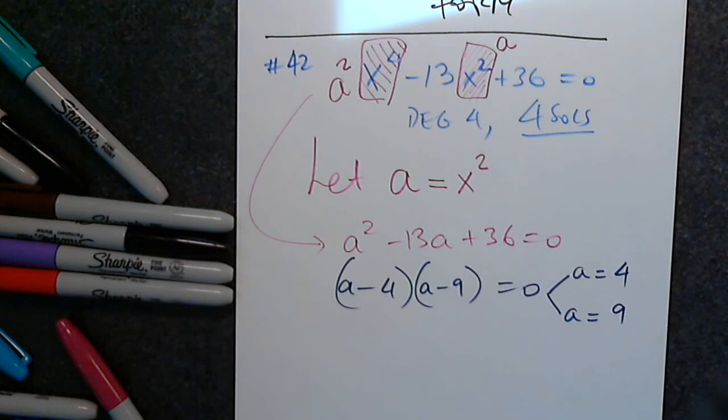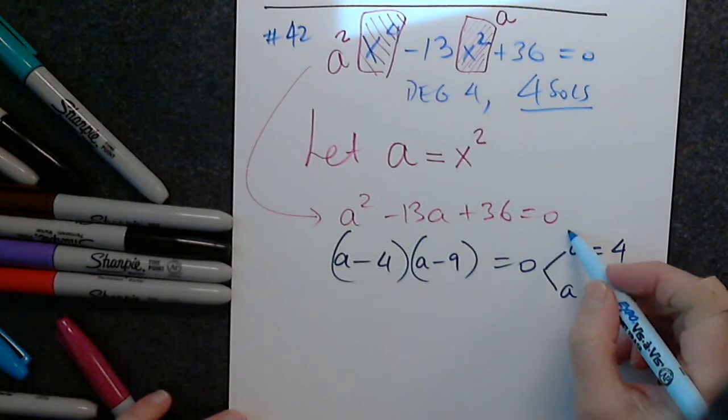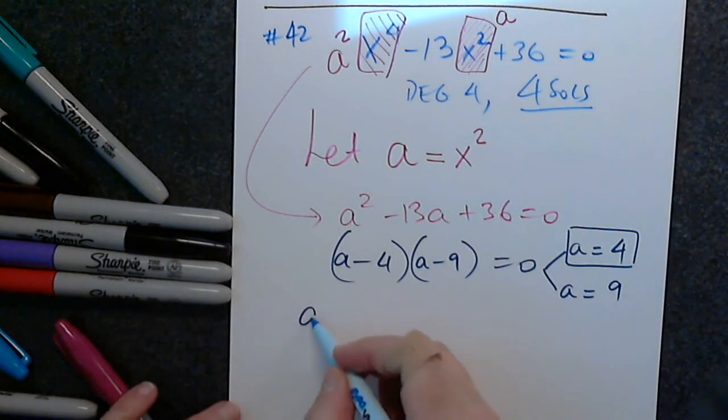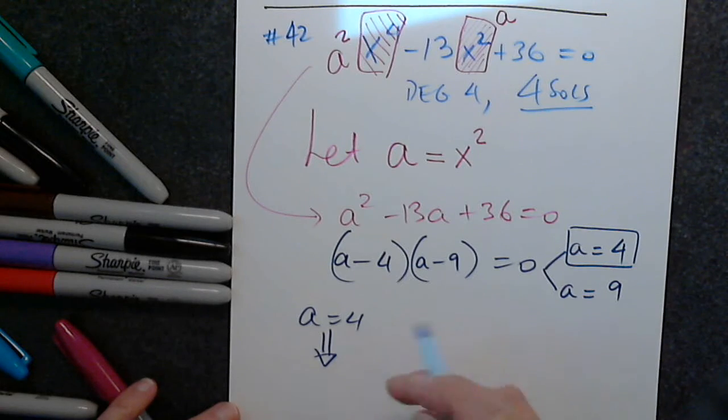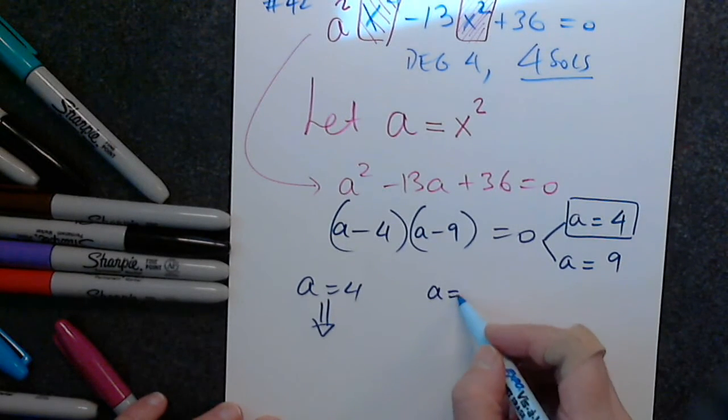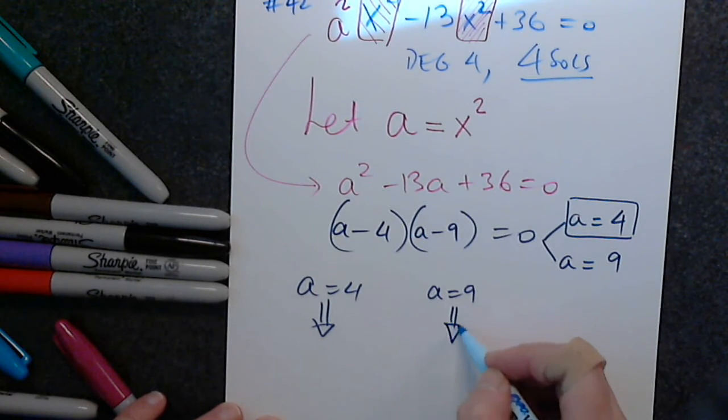Good. But now you can say, how do I present the answer? We're not done. A is our baby. We needed this baby to help us solve the equation. But the solution has to be in x. So now I have 2 more equations to solve. A equals 4, which is basically a different equation, and A equals 9, which is basically a different equation.